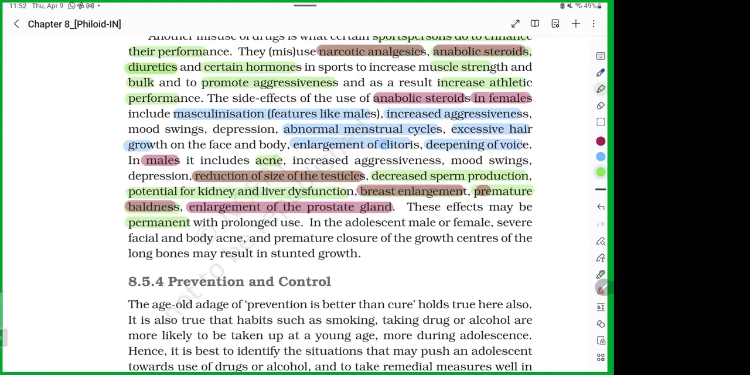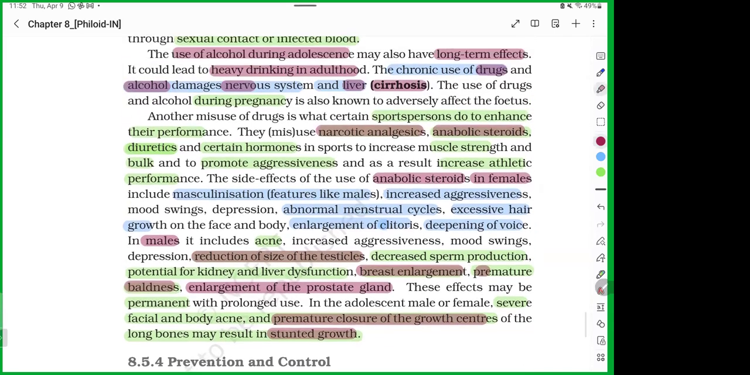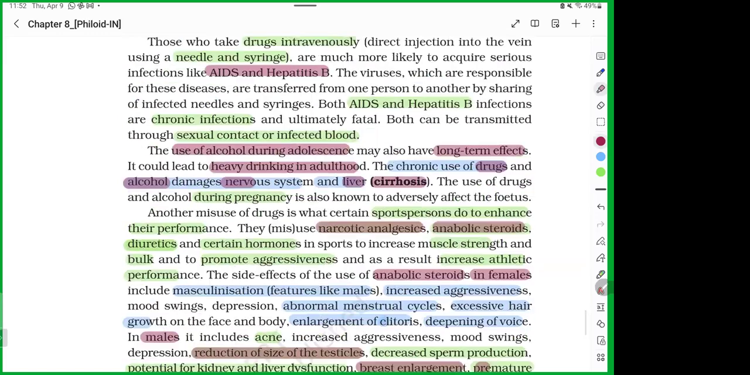In adolescent males and females, severe body acne and face acne are common. Premature closure of the growth centers in long bones may result in stunted growth. Growth will change. Why? Because growth could happen for a long time, but it is not happening. Why? The growth plate will close. The growth center will close. Right. So this topic is really important from the exam perspective.